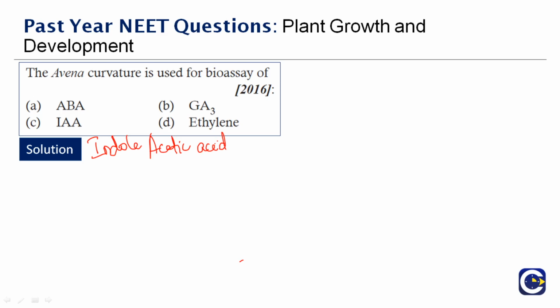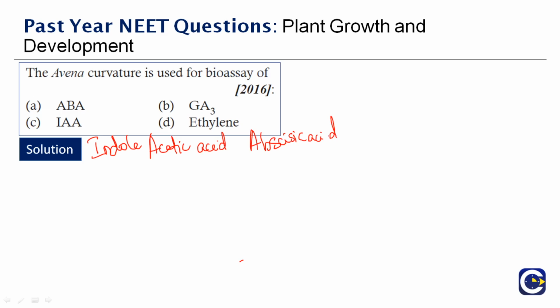Now you can tell me what is the full form of ABA. When you talk about ABA, there are a lot of abbreviations given for it. But when we talk in terms of biology, we will tell it as abscisic acid. So you don't have to worry, it's a plant hormone again. But when you talk about Vena curvature, which is used for the bioassay, it is IAA.